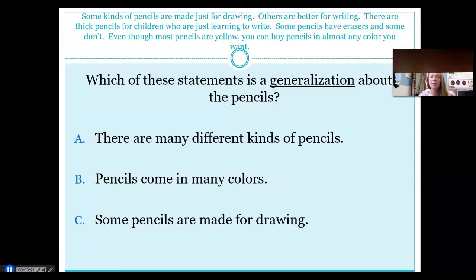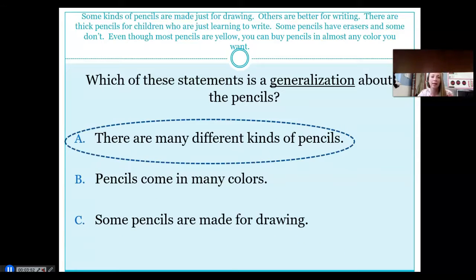Which of these statements is a generalization about pencils? What is this story mostly about? Is it mostly about there are many different kinds of pencils? Is it mostly about pencils come in many colors? Is it mostly about some pencils are made for drawing? Write your answer on your paper. What do you think the story was mostly about?